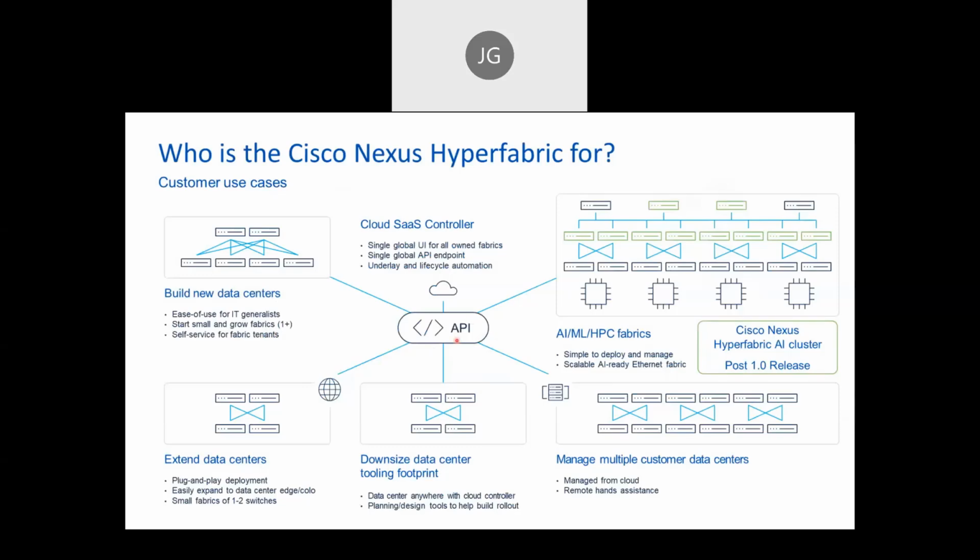Now, that API connection, I don't want to say the hinge pin, but it is bringing everything together: your SaaS controller, your data center fabric, remote fabrics, multiple customer environments in a multi-tenant environment, and of course, that artificial intelligence, machine learning, and high performance computing.